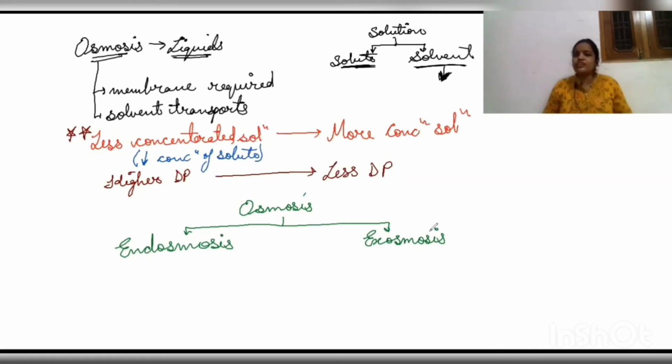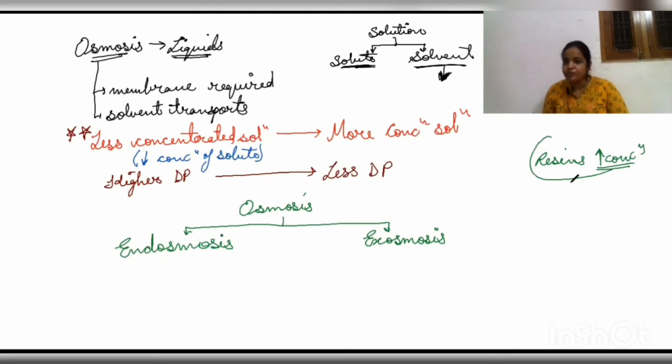Example: in your house you can perform this experiment. Take some raisins, put them in water for some time, and then observe. You will see that the raisins swell. The reason? Because the raisins have high concentration. I'm writing on the side so that you will remember: raisins are highly concentrated. Now these raisins are placed in water, so water will enter into the raisins, right? And this process of entrance is known as endoosmosis.